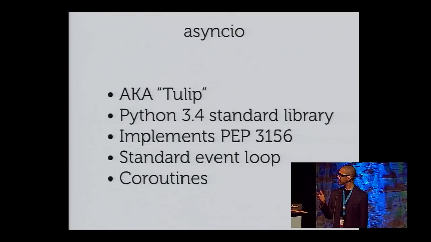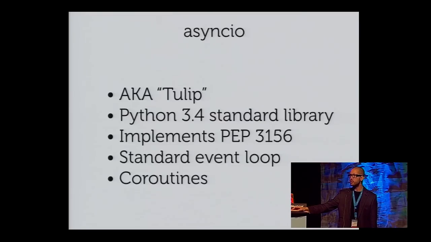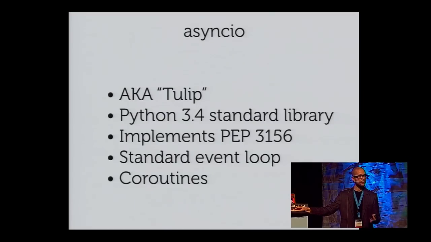About a year and a half ago, Guido started working on a new async framework called Tulip at the time, and that was the subject of his keynote at last year's PyCon. Since that time, it's been renamed Async IO. It's been merged into the standard library. Guido wrote it with help from like a dozen people, including me. I'm super excited and proud of that.